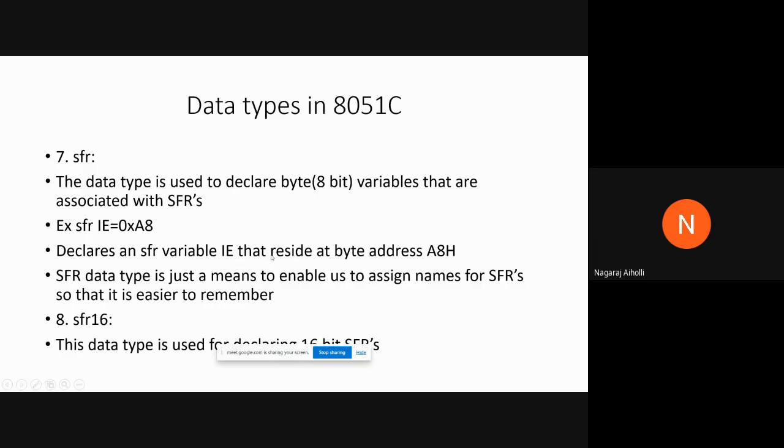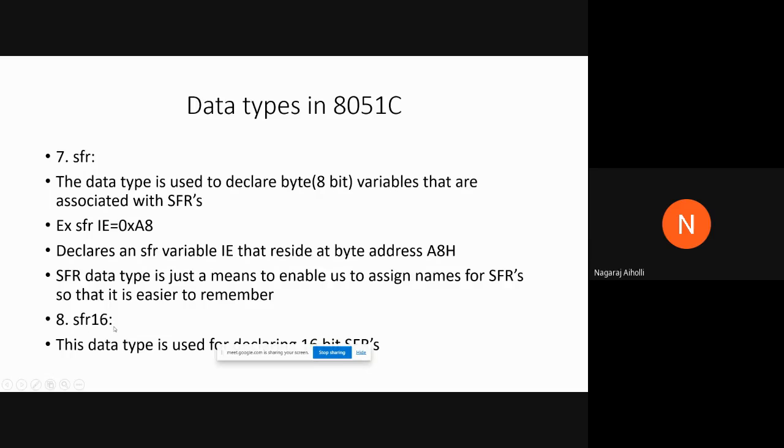This declares an SFR variable IE that resides at byte address A8H. The SFR data type is just a means to enable us to assign names for SFRs so that it is easier to remember. Now, if we declare like this, what is the advantage? We can easily remember the names. Instead of using A8 everywhere in the program, if we make use of IE, that will be easier to remember. It is very difficult to remember the memory locations, correct? Instead of that, directly make use of IE in the program wherever it is necessary.